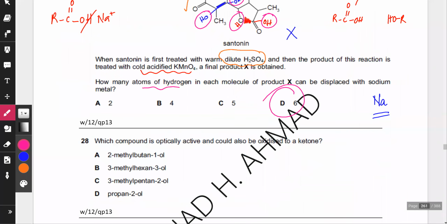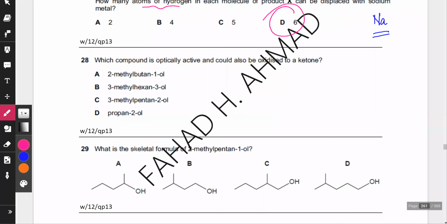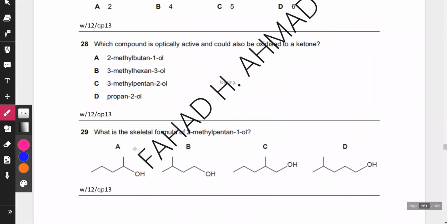Next one. Remember MCQs. If you practice MCQs a lot, initially don't practice theory questions because theory questions are a little more straightforward. MCQs are a lot tougher. Your concepts, your knowledge of organic, etc., get revised a lot when you do these MCQs. Now, this one: which compound is optically active and can also be oxidized to a ketone?